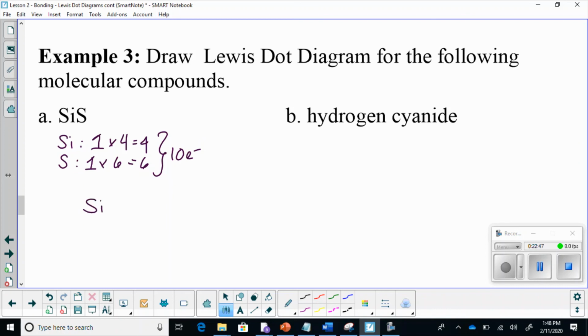Silicon bonds with sulfur, complete the octet. I currently have 14 electrons, so I form a double bond. I then erase a lone pair off both. Now I have 12 electrons, so I make a triple bond. And I erase a lone pair off each. So this is my final answer.